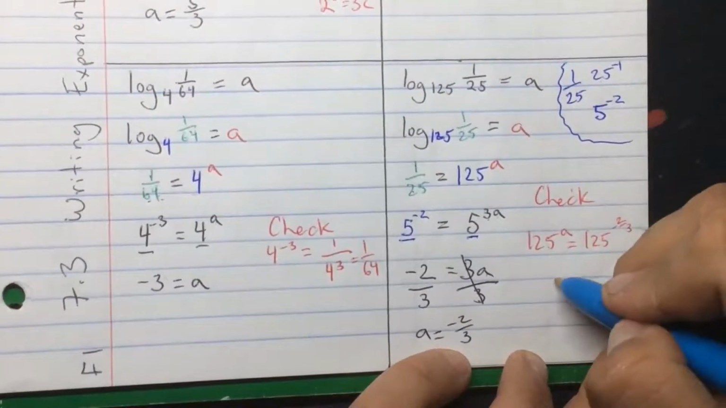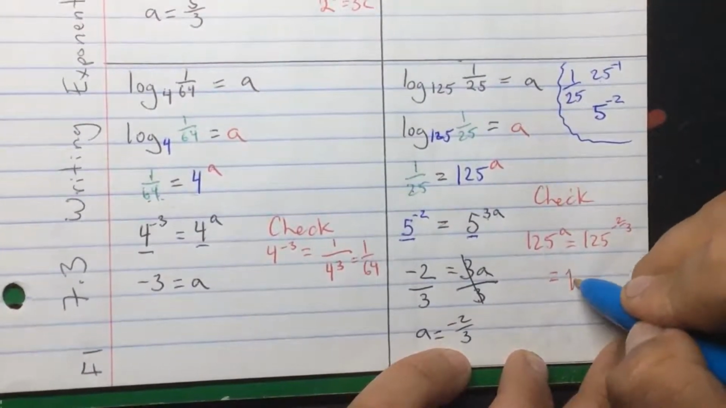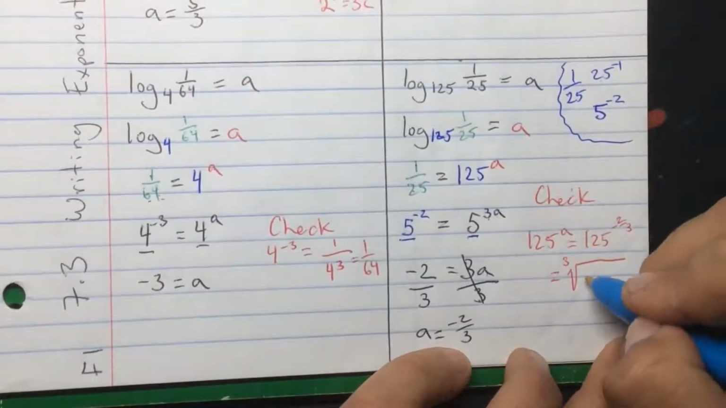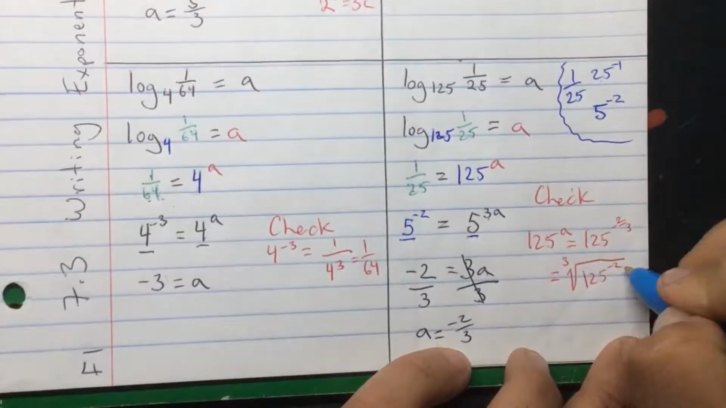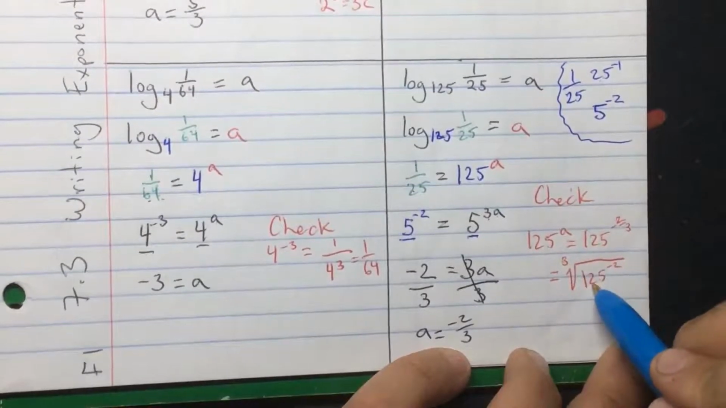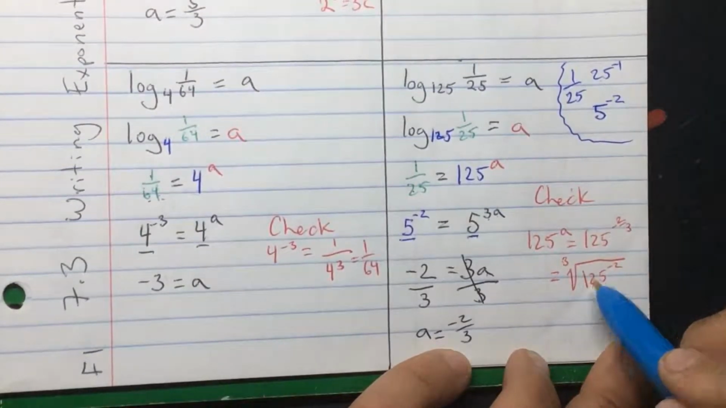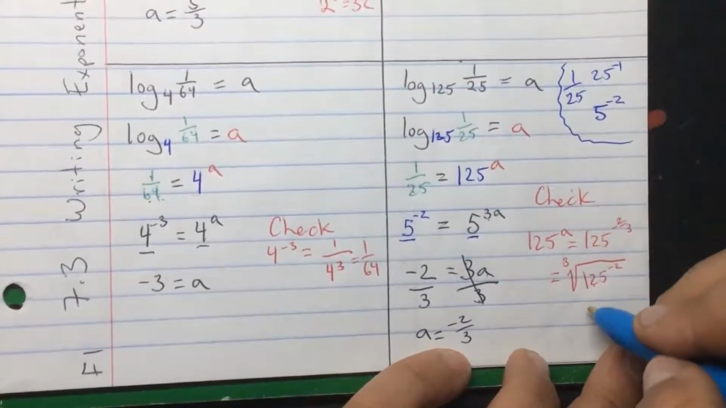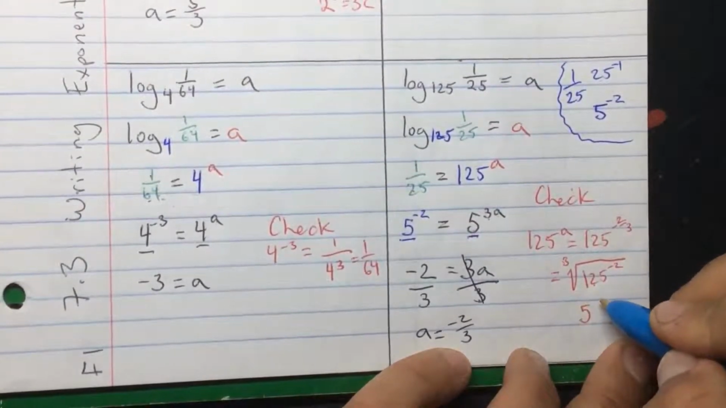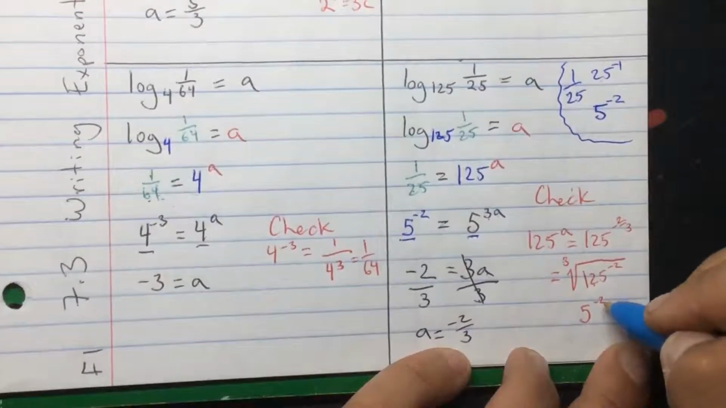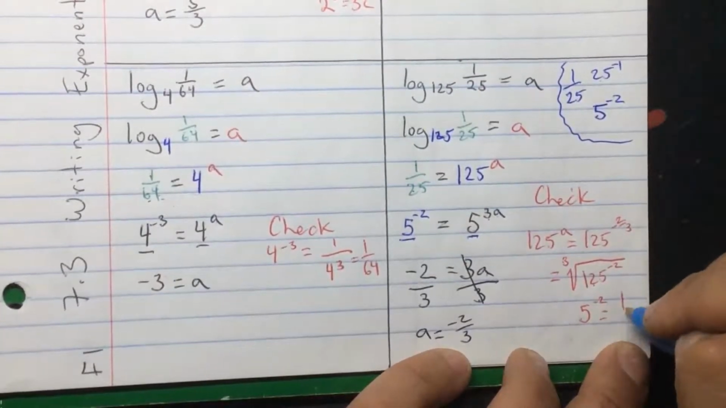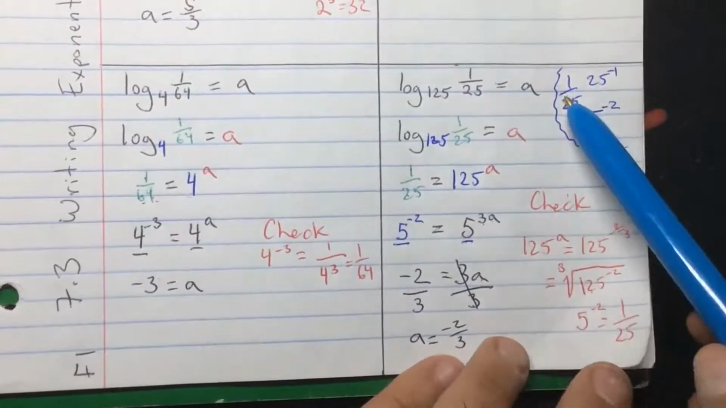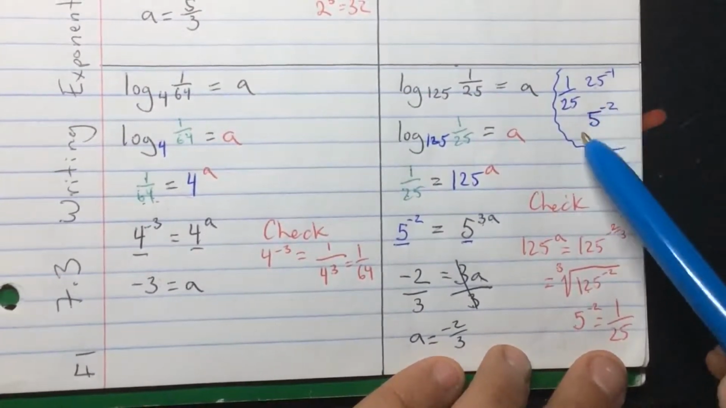If you remember correctly, this is a cube root of 125 to the negative 2 power. Well, the cube root of 125 we know is 5, because 5 cubed is 125. So this would be 5 to the negative 2. And indeed, this does equal 1 over 25, because we found that out here, right? 1 over 25 ended up being 5 to the negative 2.